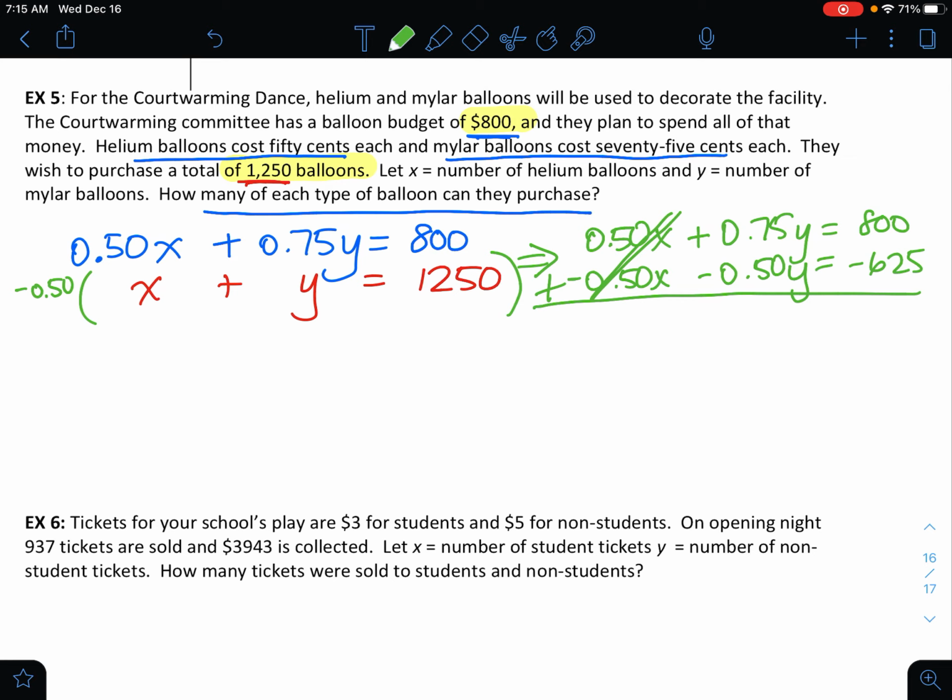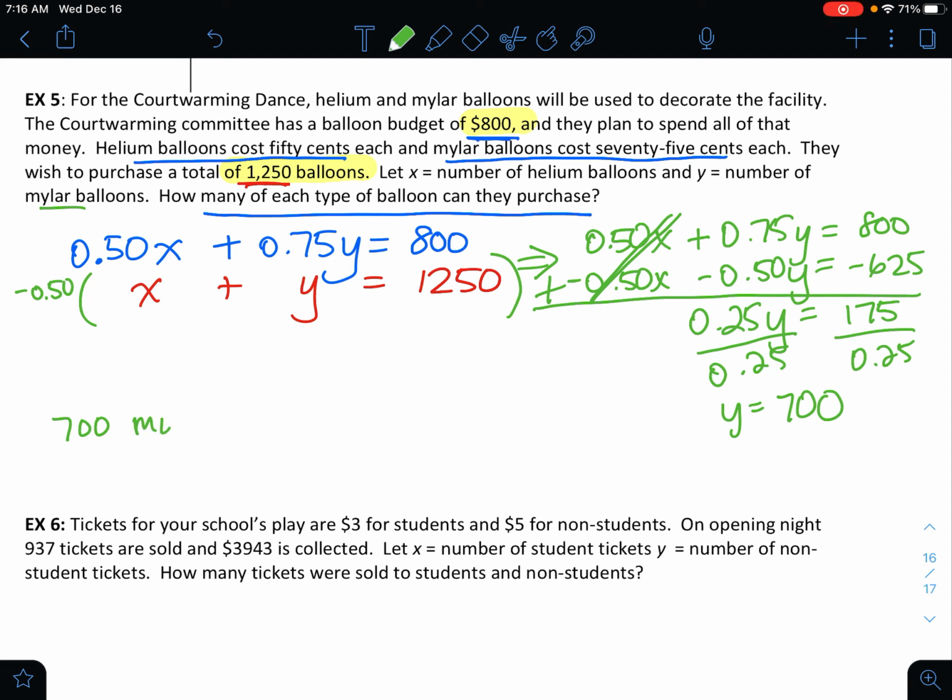That's what I wanted to have happen. So let's do the 0.75 minus 0.5, and I get 0.25Y. So I've got 800 minus 625 gives me 175. I'm solving for Y, so divide by the 0.25 on both sides. So I get 175 divided by 0.25 is 700. Okay? So I know that 700 is Y, that goes with mylar. So I know I have 700 mylar balloons.